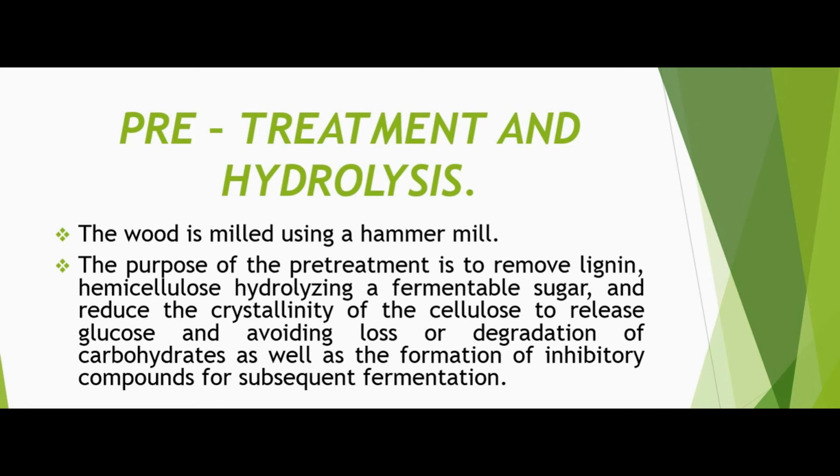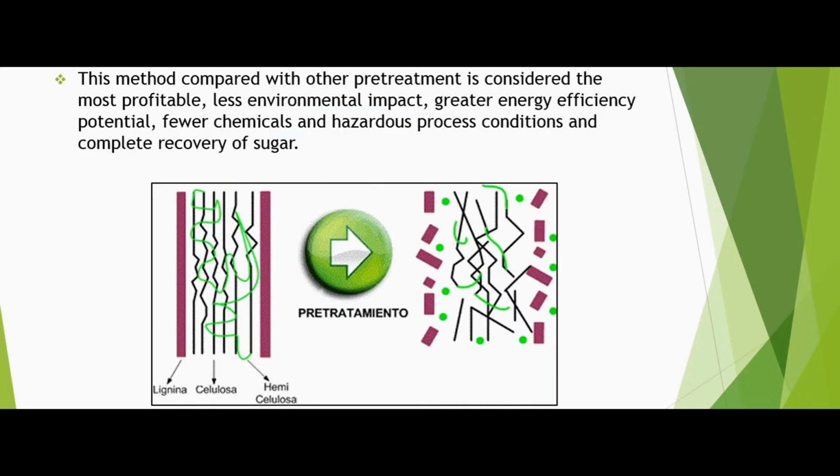It is the better choice to treat hardwood and agricultural wastes. The effects of this method are increasing the crystallinity of cellulose by crystallization of the amorphous portion, and the hemicellulose is hydrolyzed. This method, compared with other pretreatments, is considered the most profitable, with less environmental impact, greater energy efficiency potential, fewer chemical and hazardous process conditions, and complete recovery of sugar.